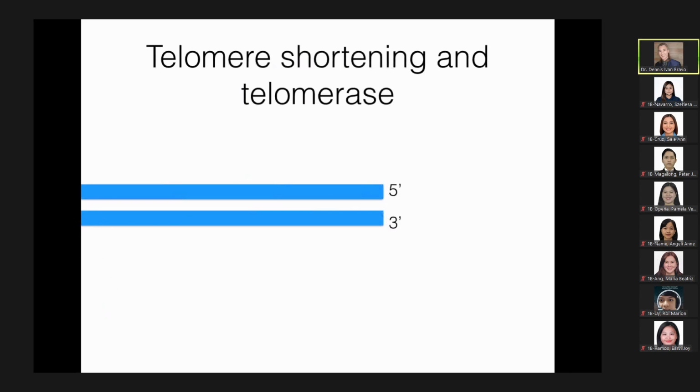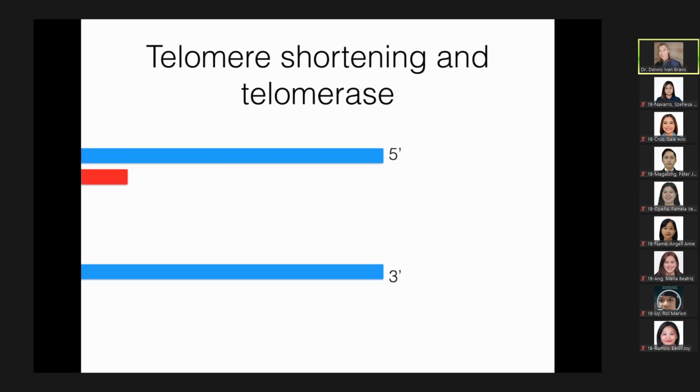The last end replication problem is telomere shortening that you have discussed earlier this morning in your CBL. And this is a problem exclusively found in eukaryotes. Why does it shorten? Telomere refers to the ends of the linear DNA. So let's imagine that this is the parental strand separated from each other during replication, while this is the primer and the DNA strand, the leading strand.